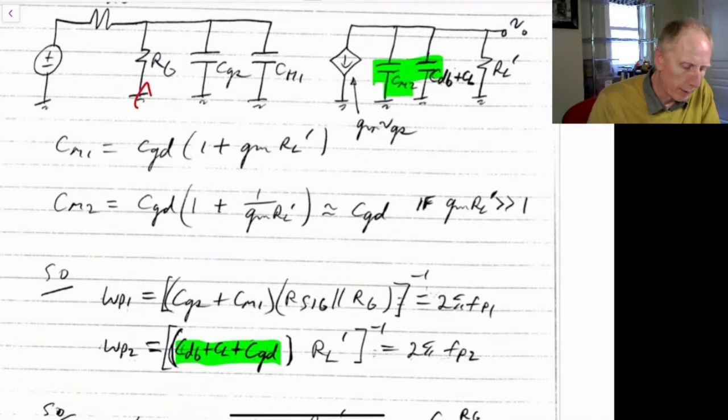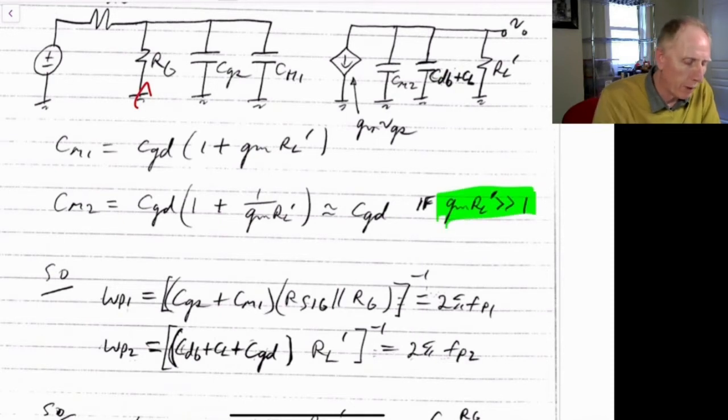CM2, if you recall, we said was approximately equal to C gate to drain, if we're assuming GM RL prime is much greater than 1. If not, then we would leave it as this term over here. But in this case, we'll assume it is much greater than 1. So we have CGD approximately for CM2.